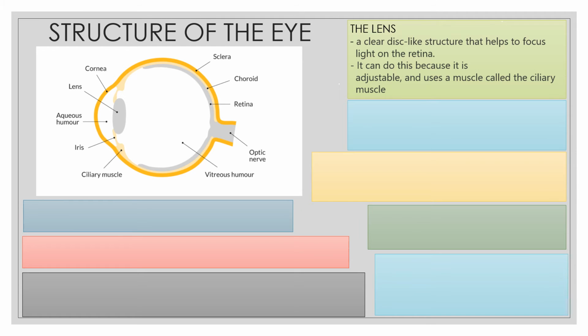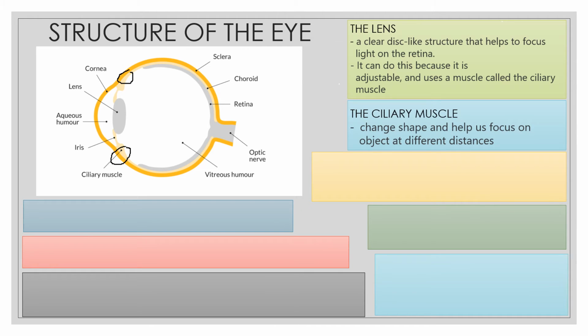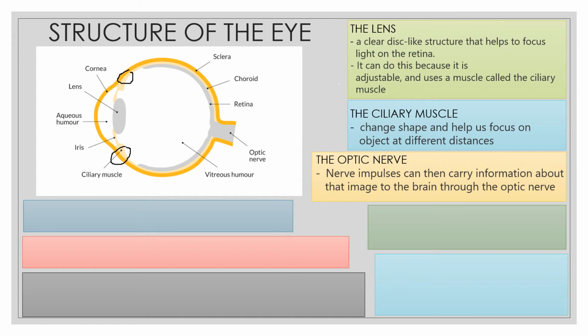So this is a ciliary muscle. The one that is here. So then the ciliary muscle can change shape and help us focus on objects at different distances. The optic nerve is at the back of the eye. Nerve impulses can then carry information about that image, the one that we see, to the brain through the optic nerve. The sclera, a white part of the eye forming an outer layer that protects everything inside.